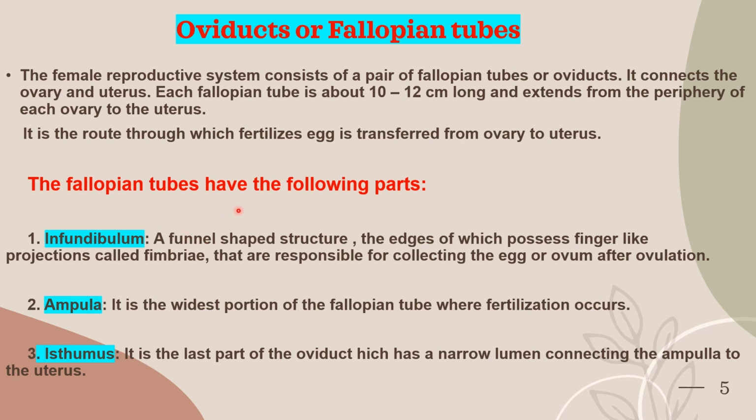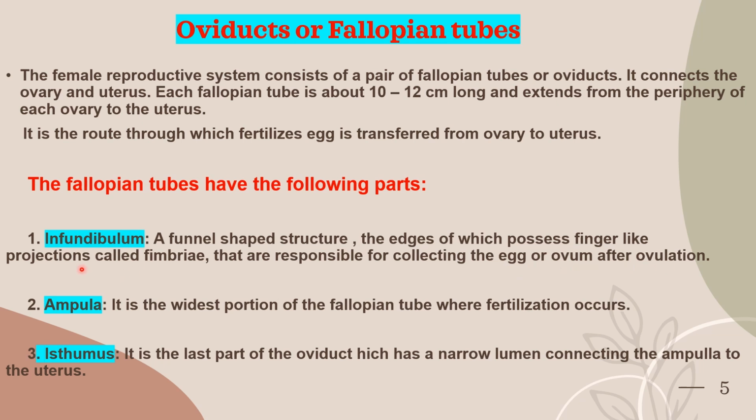So what are the parts of the fallopian tube? The fallopian tube has three important parts. What are they? It has an infundibulum, which is a funnel-shaped structure, the edges of which possess finger-like projections called fimbriae that are responsible for collecting the egg or the ovum after ovulation.